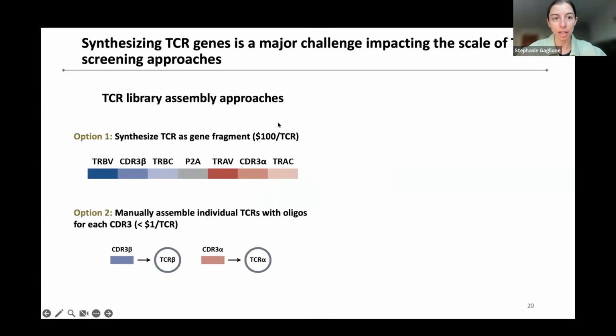If you were to reconstruct, the two most popular approaches here are these. You can synthesize the entire TCR as a gene fragment for roughly $100. Or you can try to manually assemble individual TCRs by taking the CDR3s and using stocks of the different variable regions to reconstruct them. But this manual reconstruction will require either some liquid handling capabilities or an army of very willing grad students, and neither of these was really viable if I want to reconstruct 3,800 TCRs.